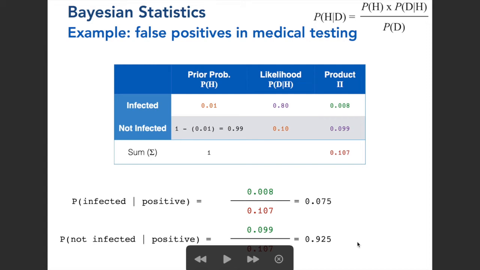So you can see, even though we've tested positive for this infection, it's still way more likely that we're not infected than the probability that we're infected. And this is mostly due to the big difference in the prior probabilities, right? It's much more likely that we're not infected.